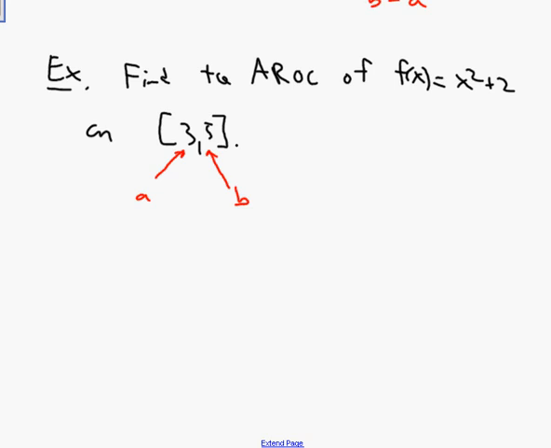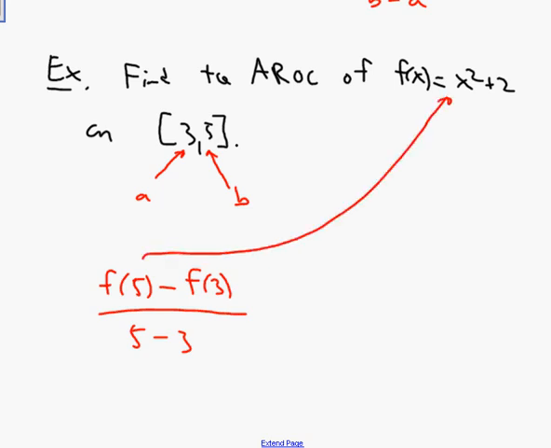We usually let a be the left endpoint of the interval and b be the right endpoint of the interval. All I have to do is follow the rule. So it's going to be f of 5 minus f of 3 over 5 minus 3. Now to perform f of 5, we take the number 5 and plug it into our original function. So we take 5 and substitute it into our function. We get 5 squared plus 2, which is 27.